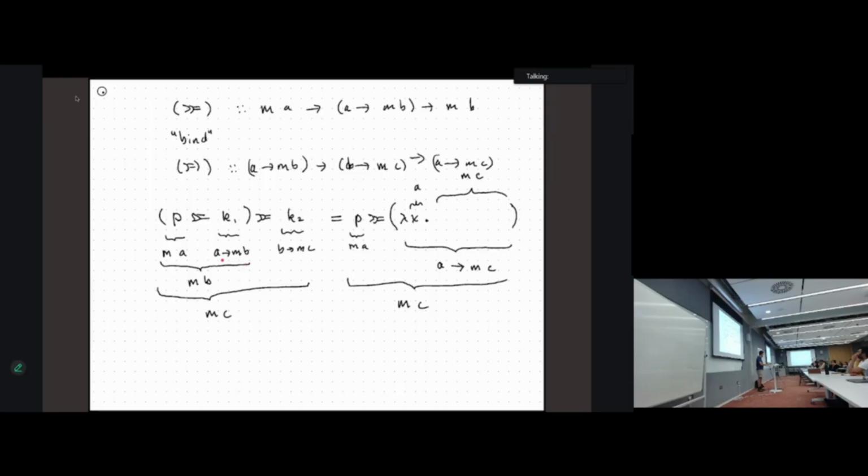Well, the only thing that I can do with this A is apply K1 to it. So I better apply K1 to it, and that gives me something of type NB. So if I do K1 applied to the X, now I've got something of type NB. I've got an NB, I've got a B to MC thing. How do I make an MC out of these? Well, the only thing I can do is bind K2. So I'm going to take this and bind K2.